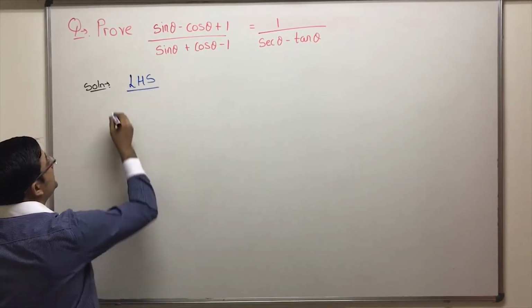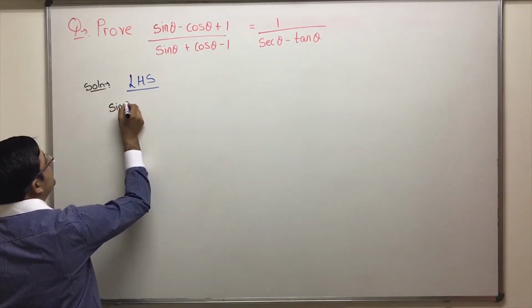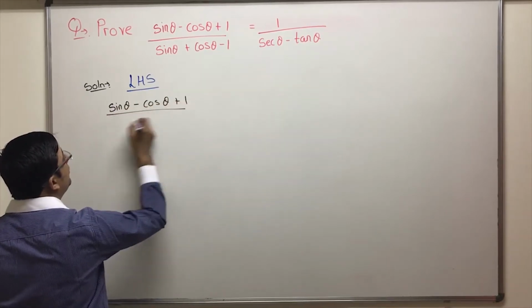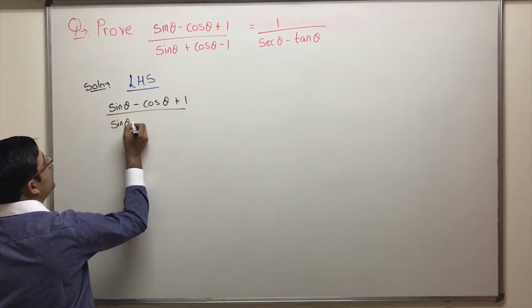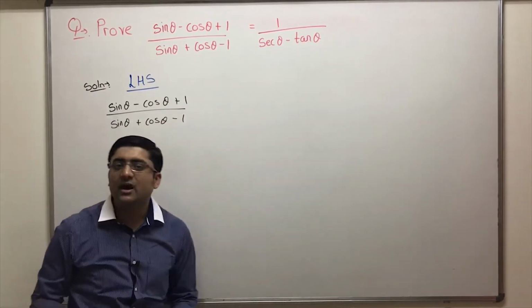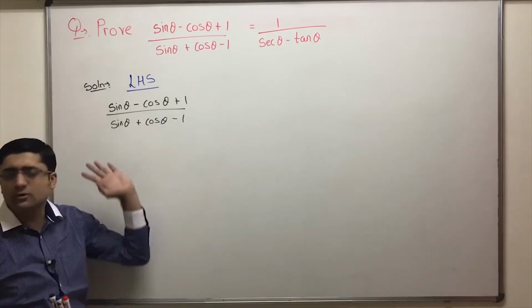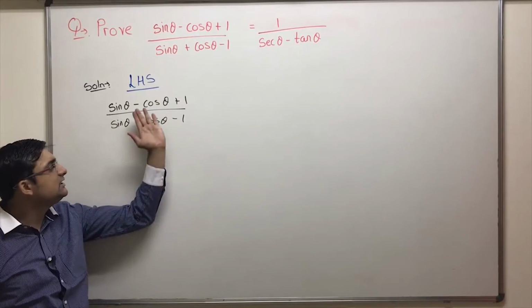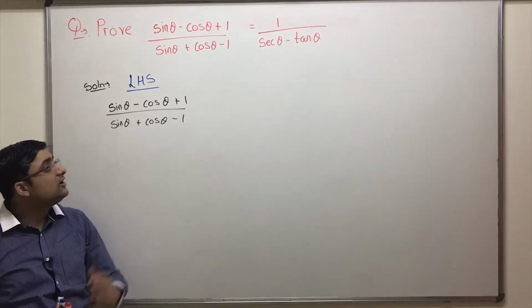Left hand side we have (sin theta minus cos theta plus 1) upon (sin theta plus cos theta minus 1). So the first step is, are the trigonometric ratios in the square form? No, so we can't apply an identity. Next, we generally convert everything to sine and cos. It's already there in sine and cos. Now what do we do?